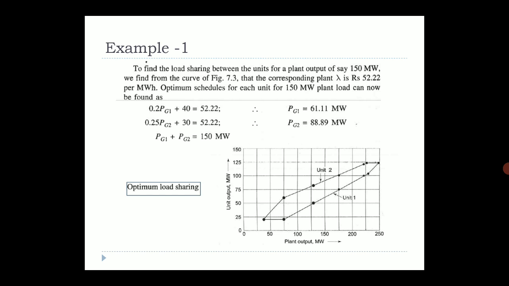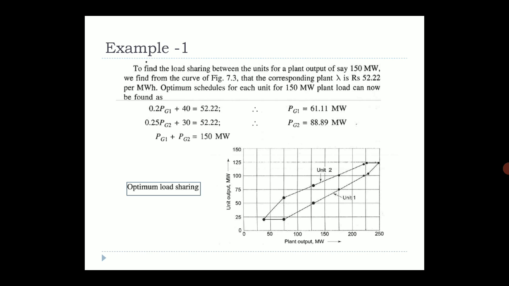Okay, now to find the load sharing between the units for a plant output of, say, 150 megawatt. So I ask you, at 150 megawatt, what is the load sharing? We find the curve from figure 7.3, that is the figure shown here, and the corresponding plant lambda is 52.22 per megawatt hour.